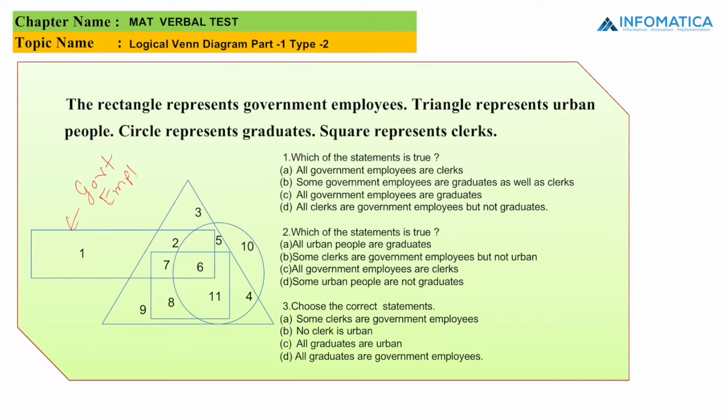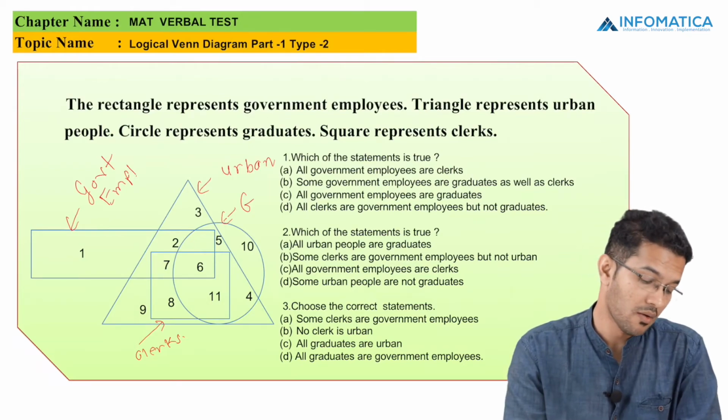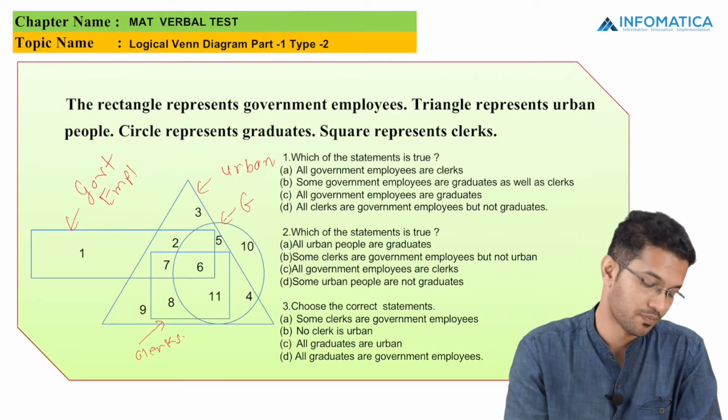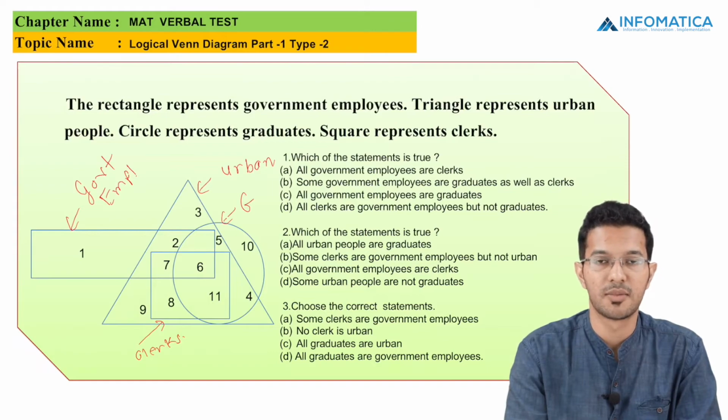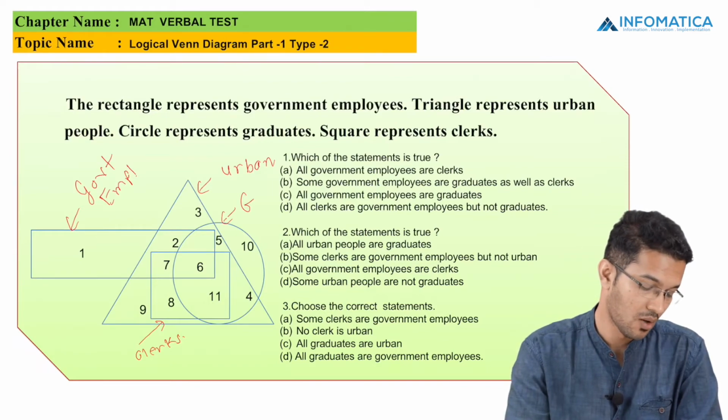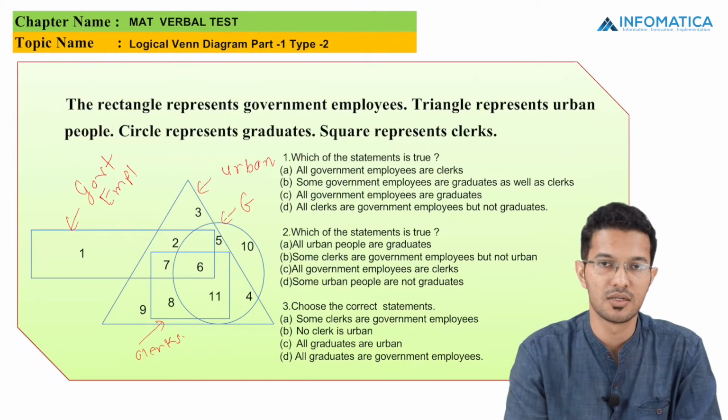A triangle represents urban people. The circle represents graduates, whereas the squares represent clerks. So, which of the statements is true? The first one says all government employees are clerks. We know that the government employees is represented by a rectangle, whereas clerks are represented by a square.